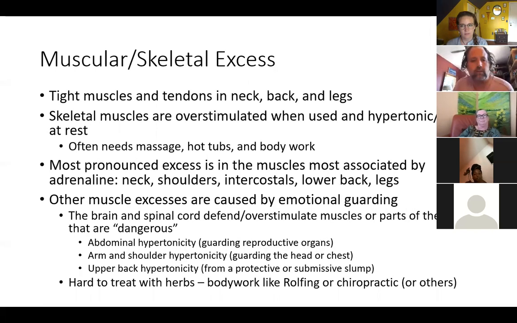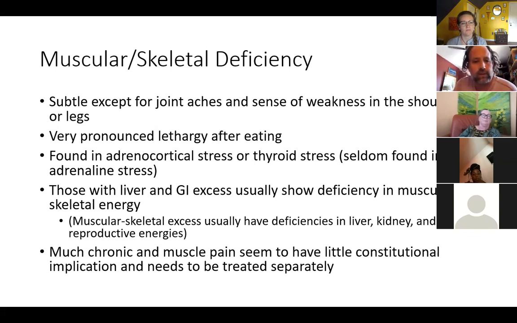I have a question. What's the difference between adrenocortical stress and adrenaline stress? Oh, because isn't your adrenal gland down by your kidneys? I can't remember. It's on top of your kidneys. Okay.